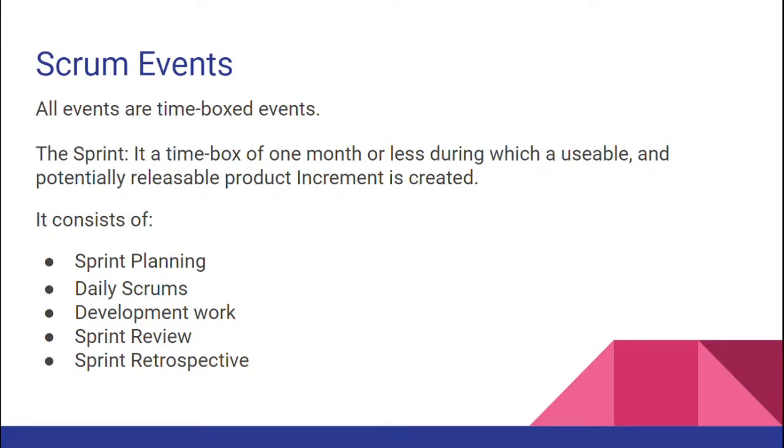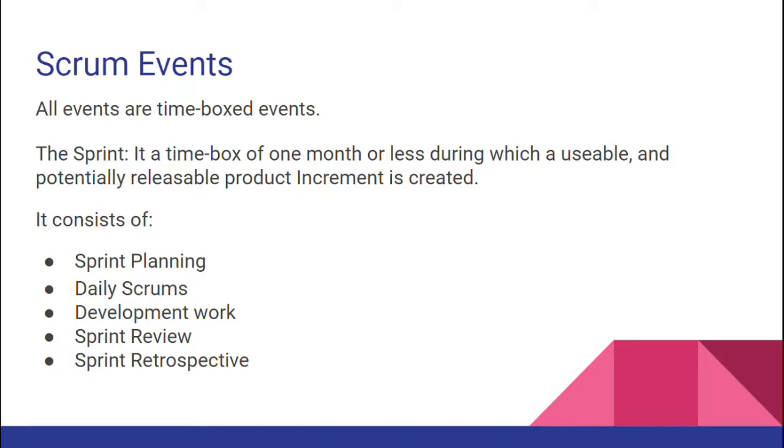Scrum events. All events in Scrum are time-boxed events, like the sprint. A sprint is a time box of 1 month or less during which a usable and potentially releasable product increment is created. Inside a sprint we have the following events: sprint planning, daily scrums, development work, sprint review, and sprint retrospective. Sprint planning is done at the beginning of the sprint, and here the team decides what can be delivered at the end of the sprint, what the goal of the sprint is, and how it can be achieved.